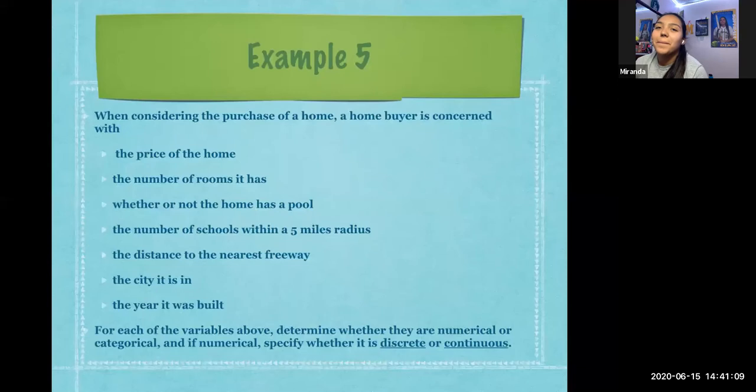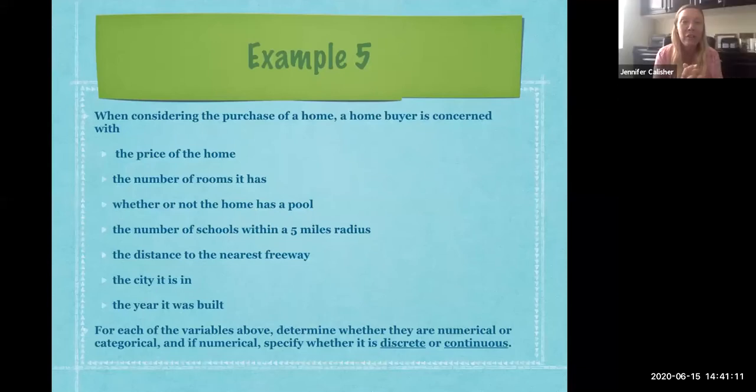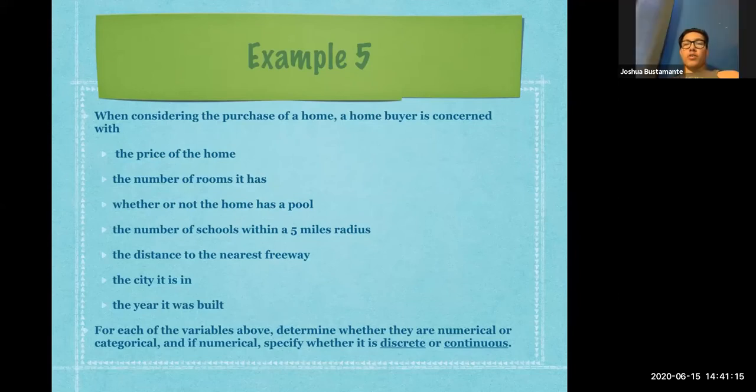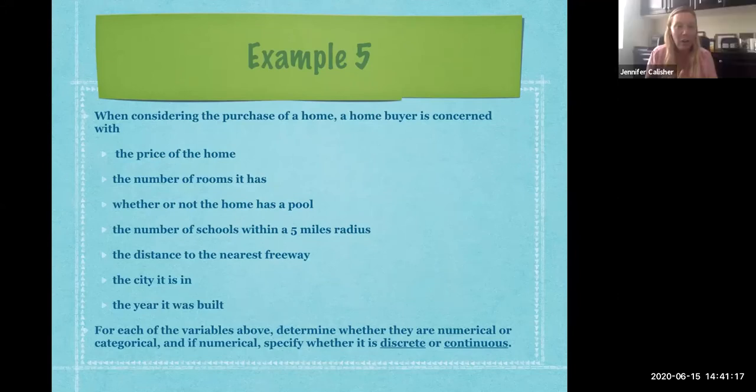Okay, let's see. Joshua, you're next. The number of rooms it has. Discrete, numerical. Exactly. Numerical, well, it has the word number in it, right? Which helps. But numerical and definitely discrete, because a house is going to have 3 rooms or 4 rooms, but not 3.5 rooms. But then again, I didn't ask about bathrooms, and that might be a whole other story.